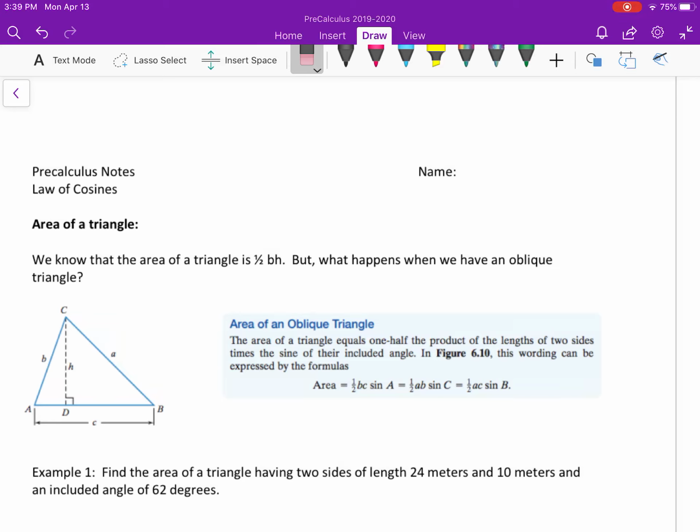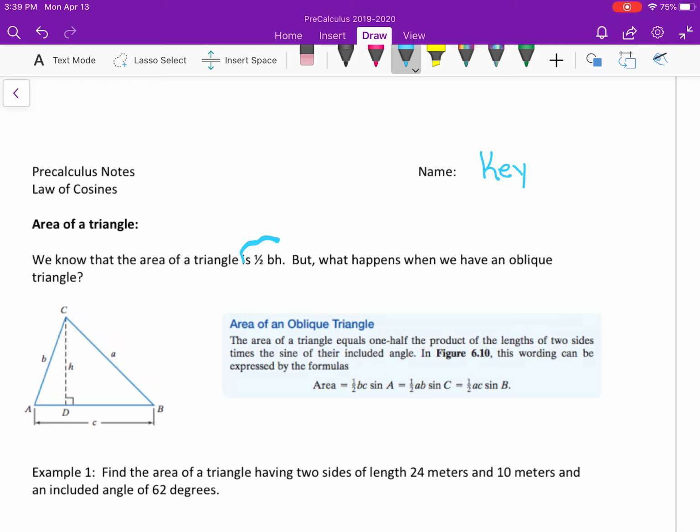Hey guys, we're going to look at a couple new things today. The first being the area of a triangle that is not a right triangle, and the second being law of cosines. So in this first problem, we have the area of a triangle.